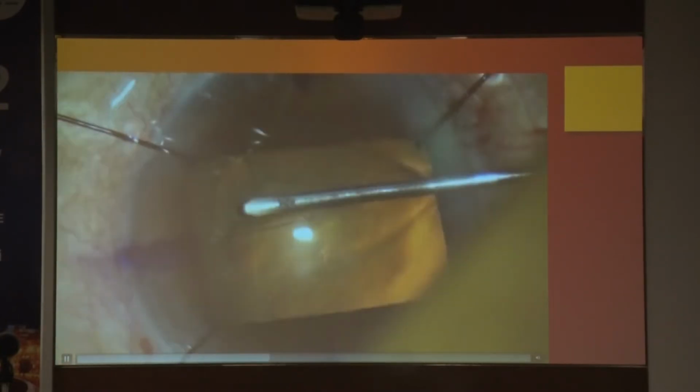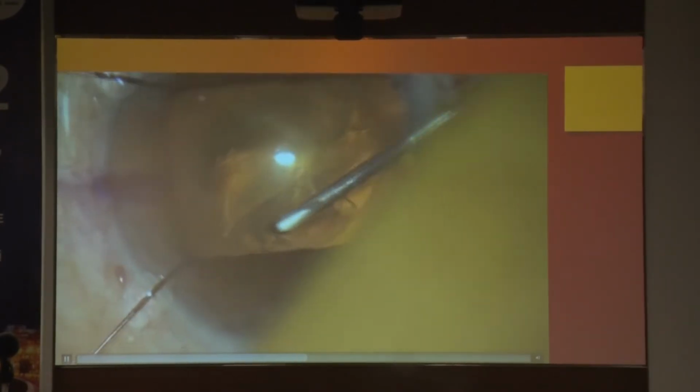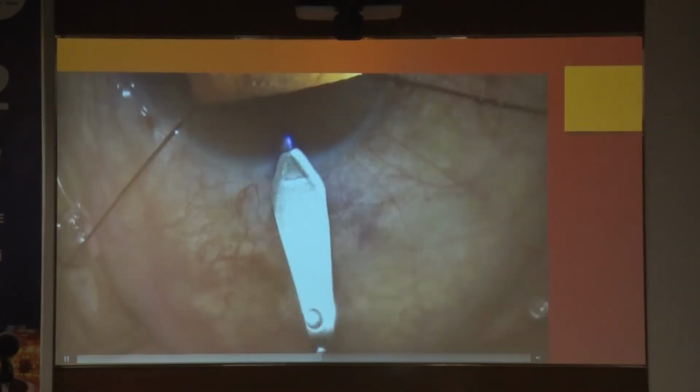And the capsulorhexis should be as large as possible. This is one of my initial cases. If I were to do this again today, I would make a much larger rhexis than this, because we know the advantages that a large rhexis brings. Of course, it should be large, but yet small enough to cover the optic all around.